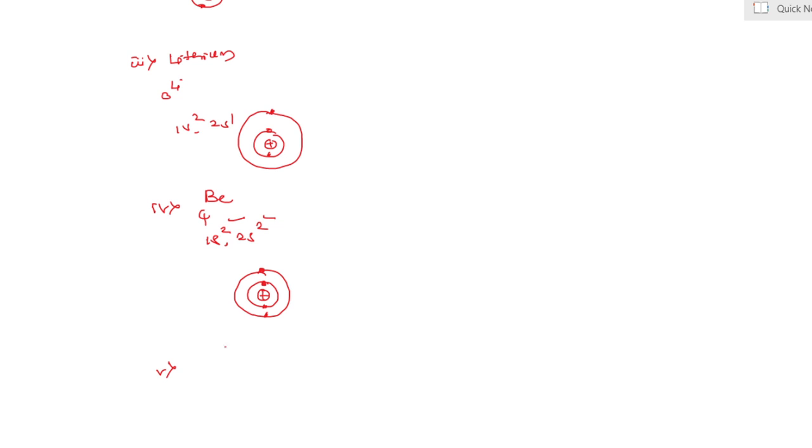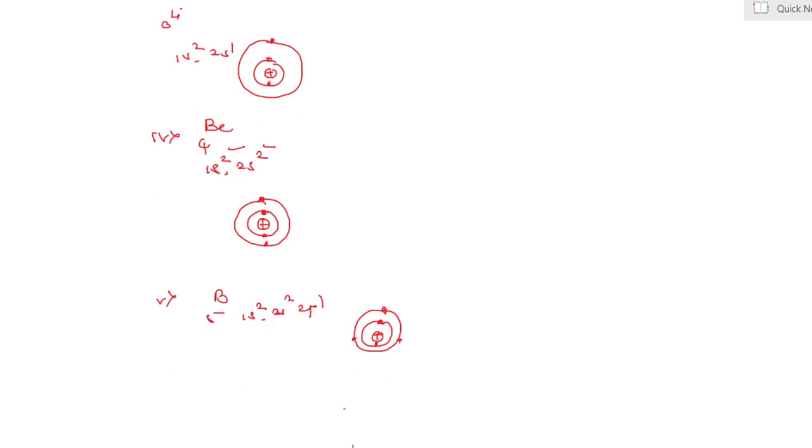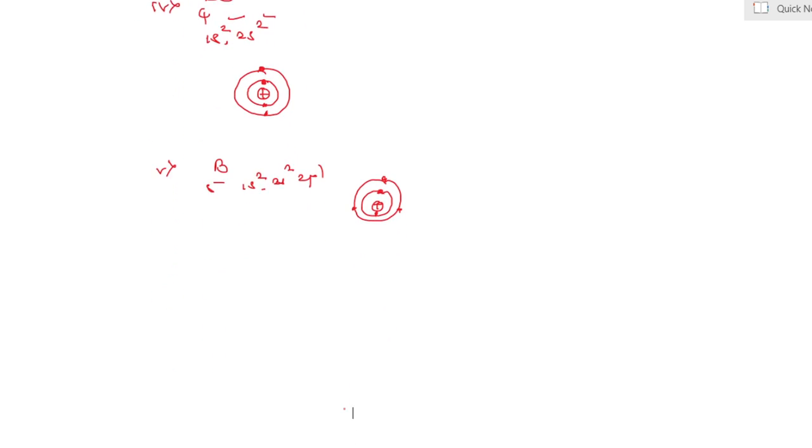Fifth, boron, 5, 1s2, 2s2, 2p1, K cell, L cell. The K cell accommodates 2 electrons and the L cell only 3 electrons. And the sixth one is carbon.